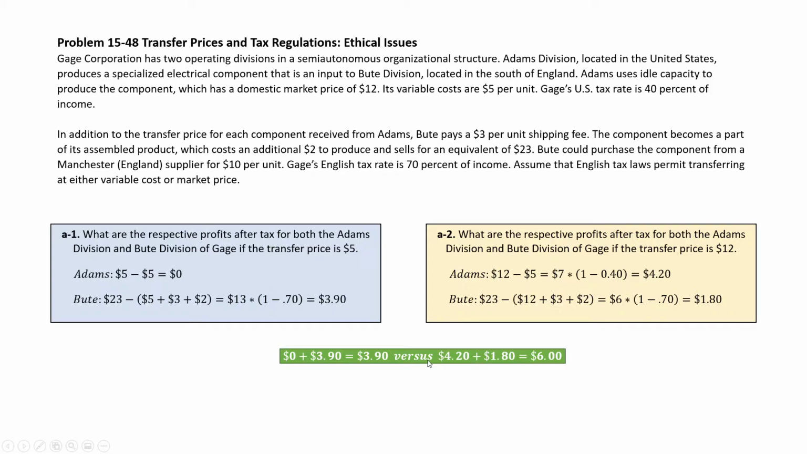In the second situation, which flies in the face of our general rule that if we're at capacity, normally we charge variable cost instead of market price, the profitability is the $4.20 for Adams, $1.80 for Butte, for a $6 total. So in this situation, because of the widely varying tax rates, we're not going to follow the normal rule, and we're actually going to use the market price, and the company overall will get a profit of $6.